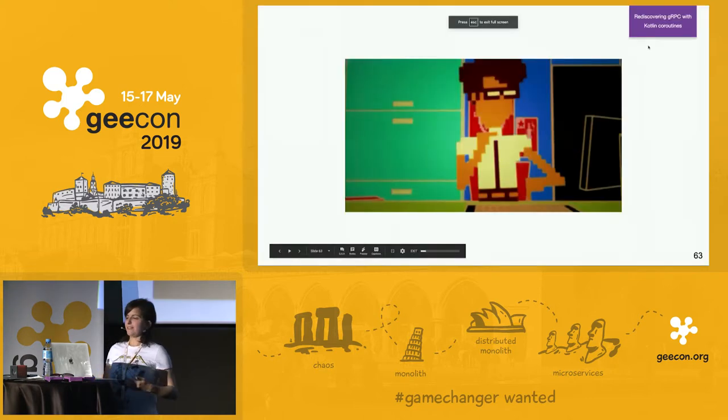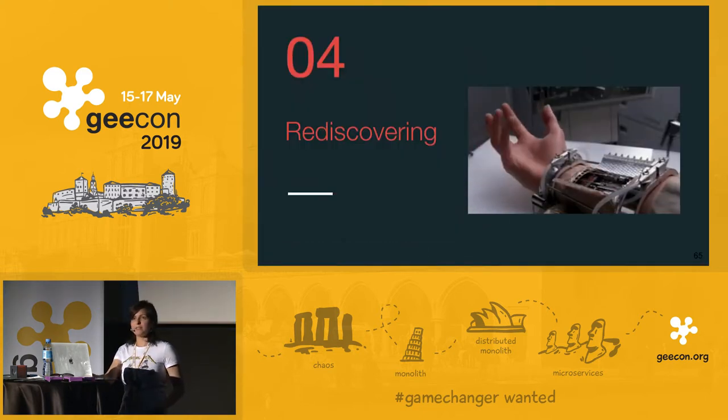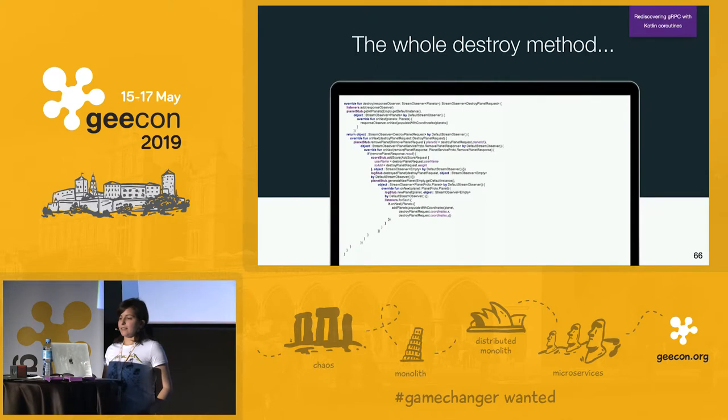We implemented the star service. Well done. And here comes the most interesting part, rediscover. As you see, I showed you that we use gRPC Java. And that's how the method looks, if we just show it on slides. And what can we notice? We can notice this figure. Do you like it?